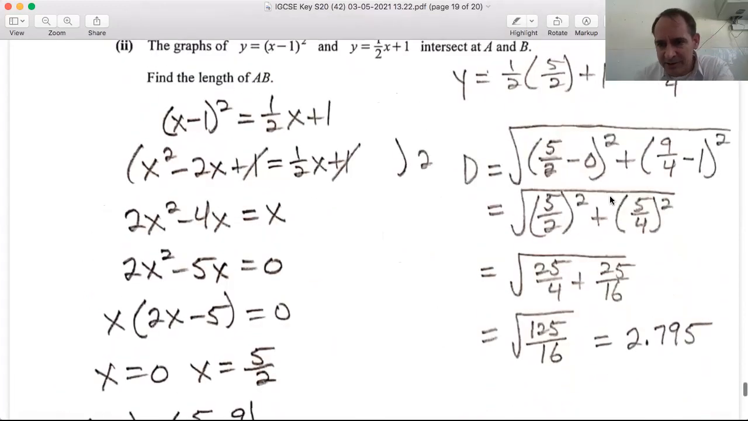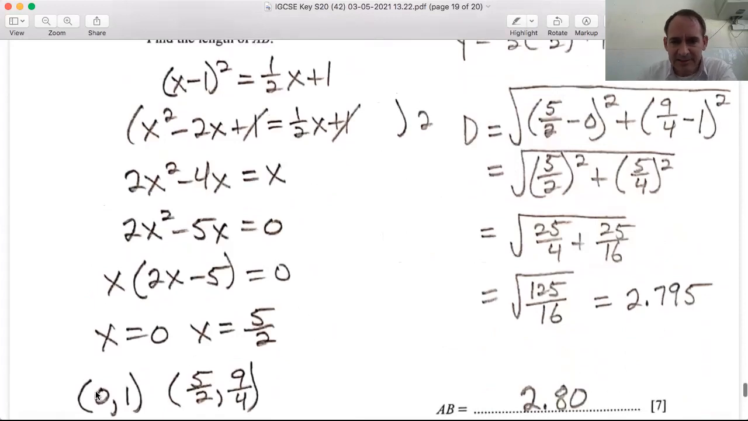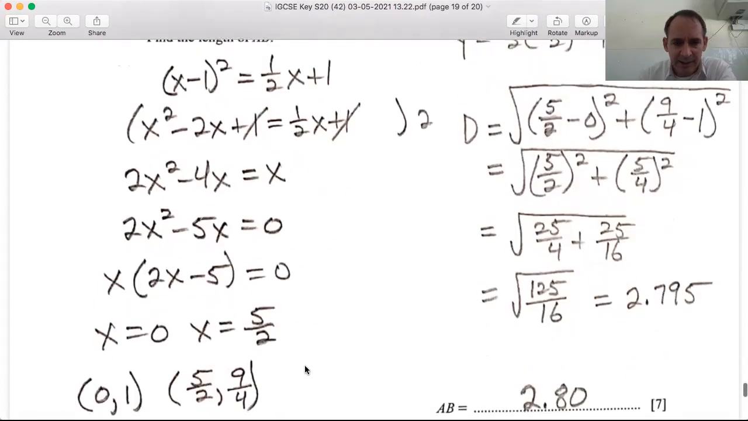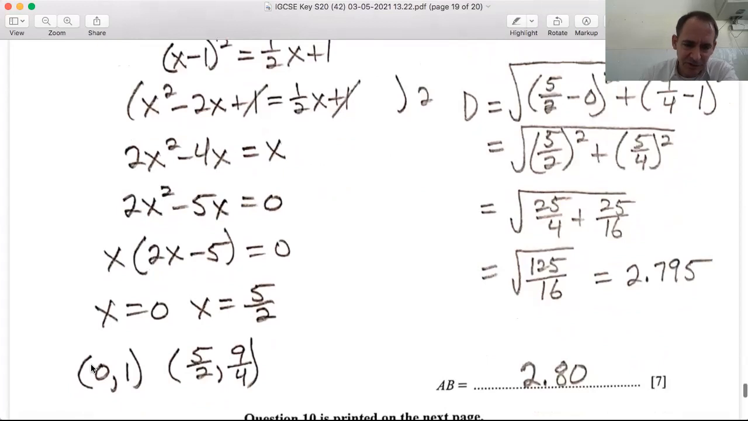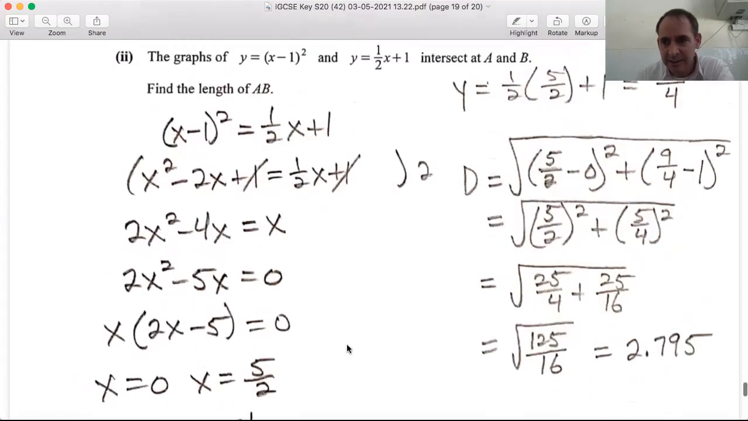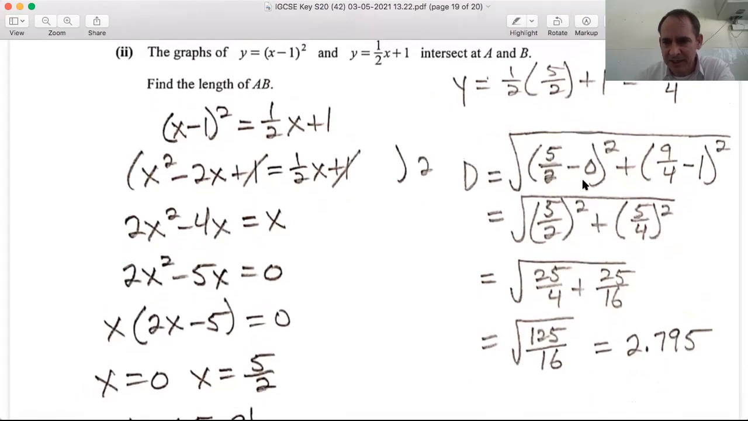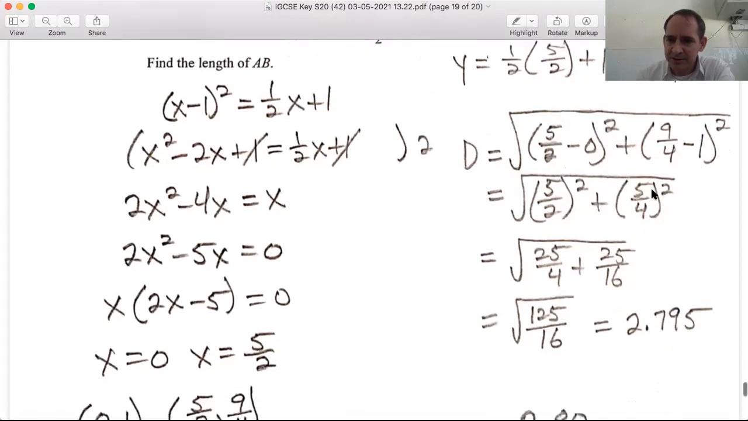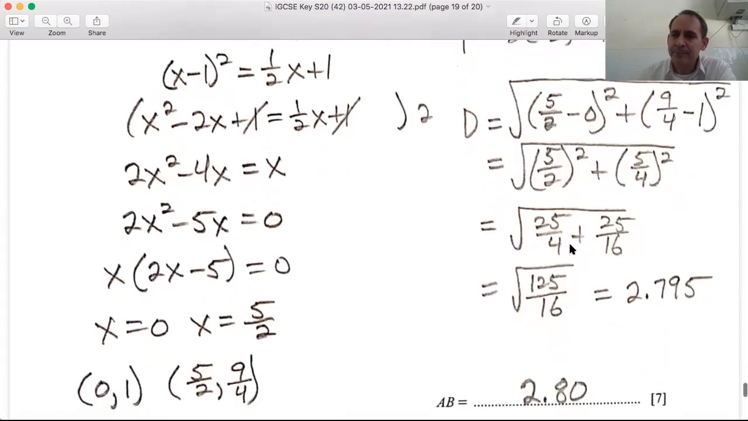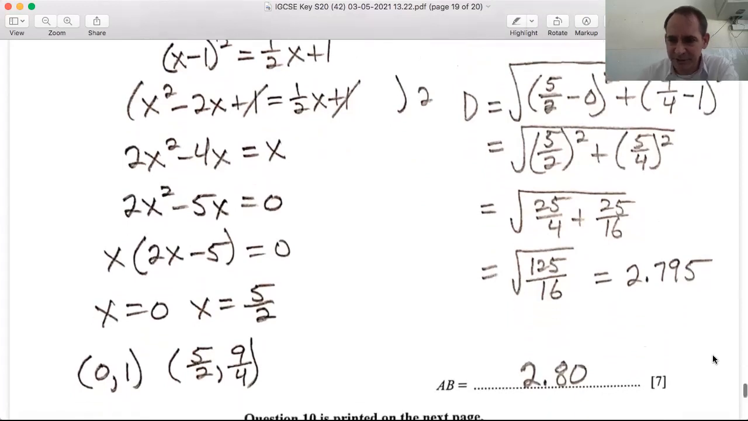Now we can follow the distance formula: x2 minus x1 squared plus y2 minus y1 squared. It doesn't really matter the direction as long as you go the same direction for both your x and y. So you could have done 5/2 minus 0 squared plus 9/4 minus 1 squared, and that would have been fine. Just make sure you go the same direction for both your x and y. Plug those in, do the subtraction first because they're in parentheses, then do the exponents and then add them together, because radicals don't distribute over plus or minus.